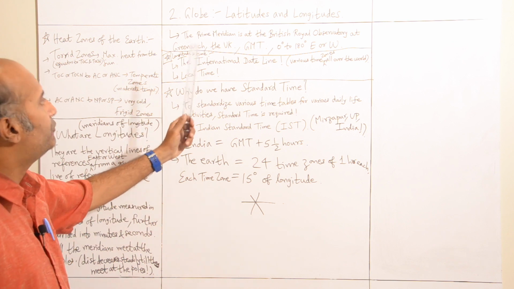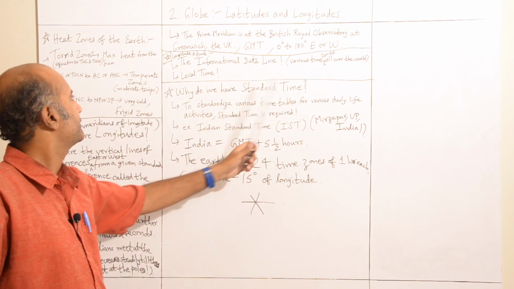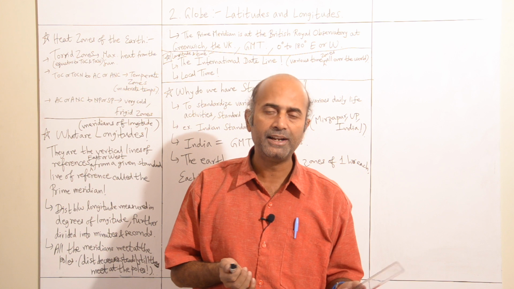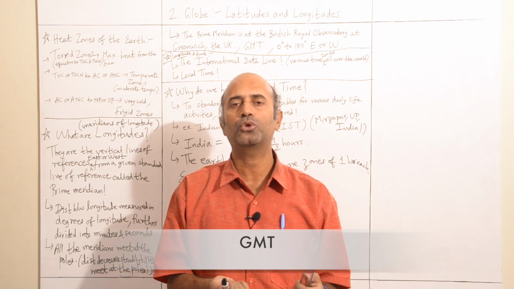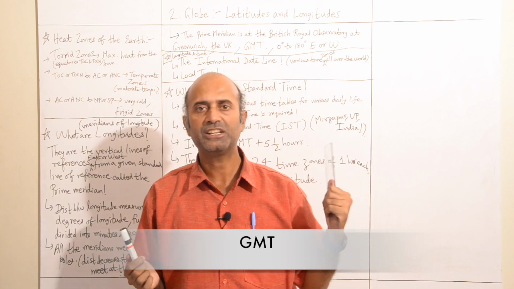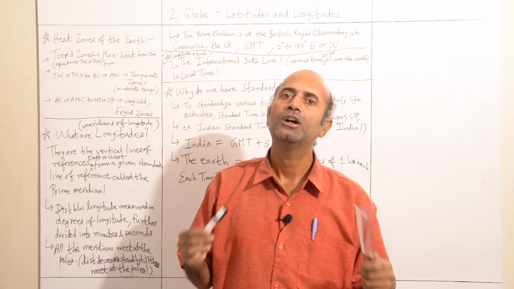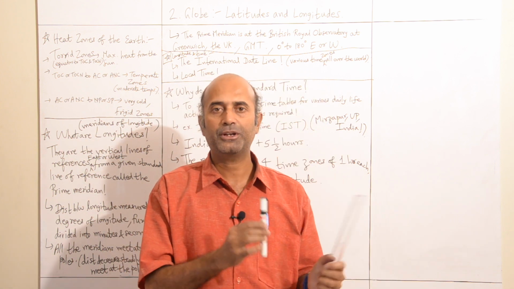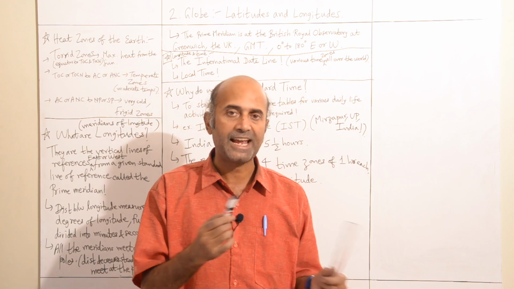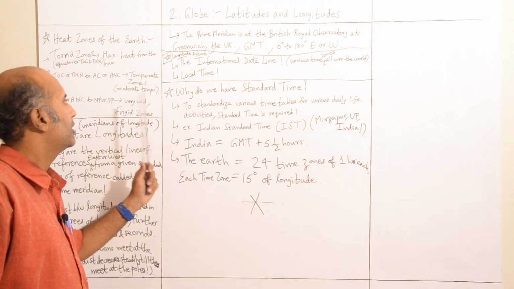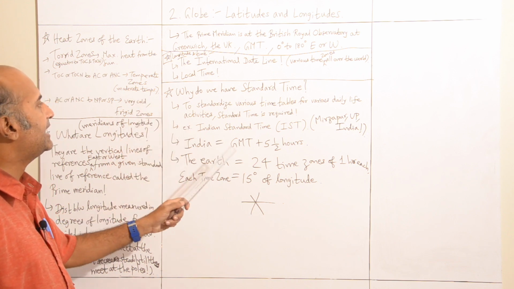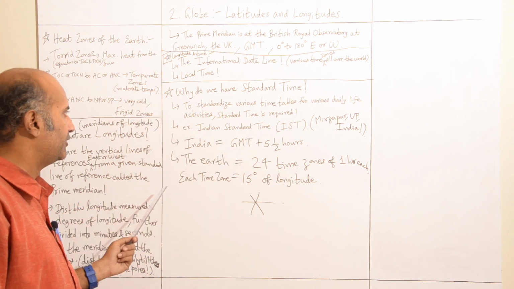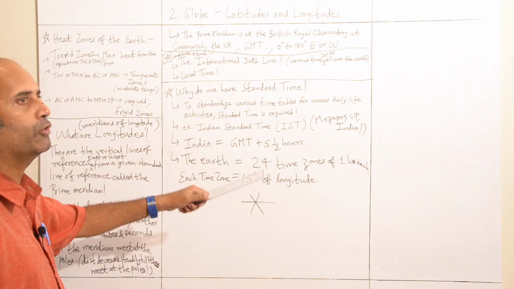And then we have various time zones all over the world. We all have local times all over the world. But we need to calibrate with the standard time, which is known as GMT, Greenwich Mean Time. That is the standard time taken worldwide. The time is changing because as the time zone changes, the local time also changes all over the world. Why do we have standard time all over the world? To standardize various timetables for various daily life activities. Standard time is required all over the world.